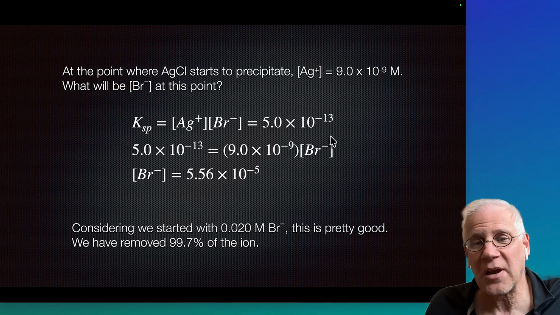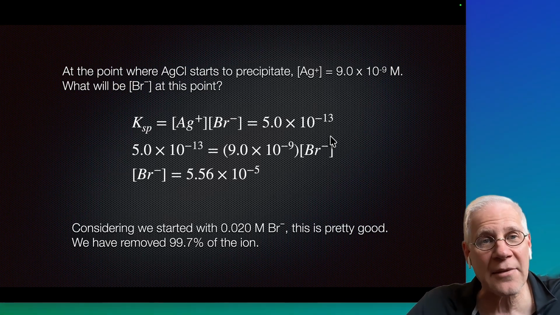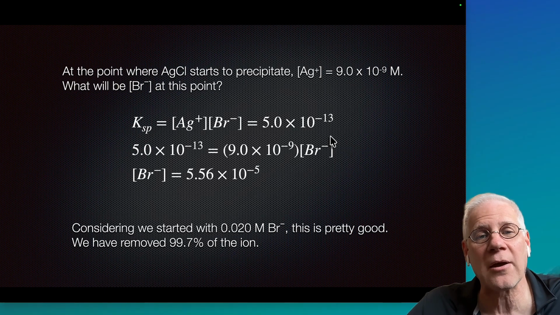So selective precipitation is a little bit complex to visualize. The math can be confusing. You just have to keep track of what you're calculating and why you're calculating it.